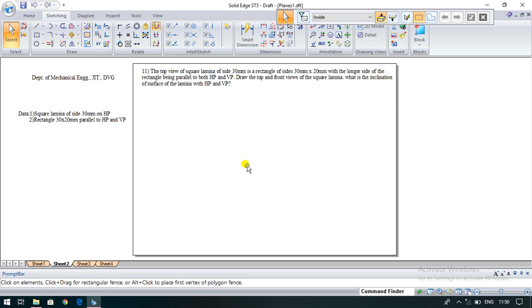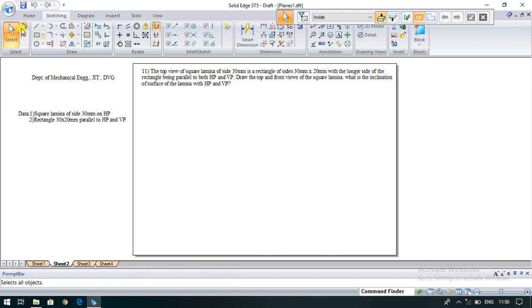So in this problem, he has given two planes: one is a square lamina and one more is a rectangular plane. The square plane of sides 30 mm is resting on HP, and the other plane is a rectangular plane with sides 30 by 20 mm. It is also resting on HP, but it should be parallel to both HP and VP. Now use this condition. We also need to determine both inclinations, that is, the inclination to HP and the inclination to VP. We need to determine these two angles.